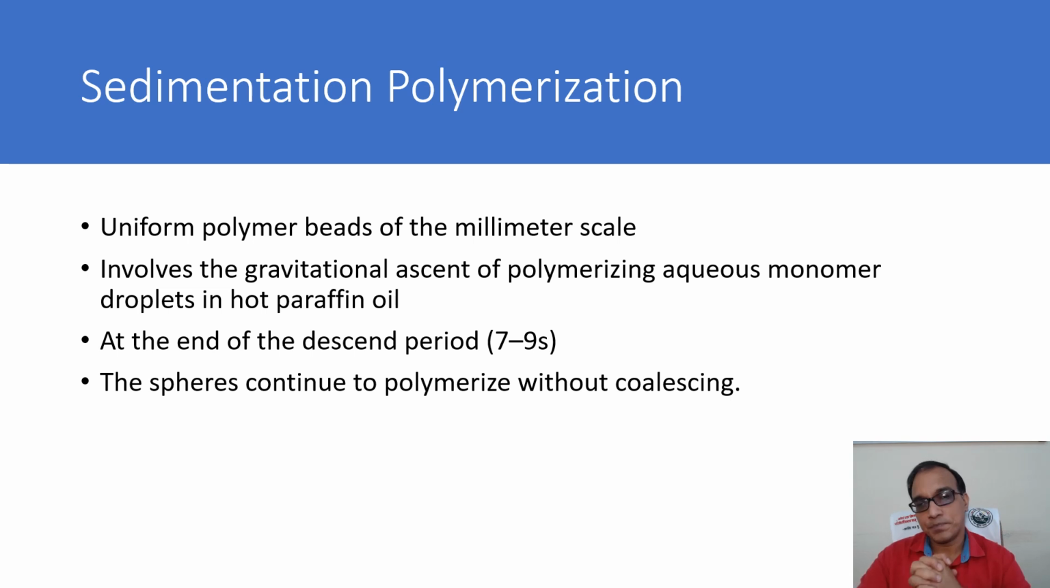Sedimentation polymerization. It provides uniform polymer beads of the millimeter scale, and as the name suggests, it involves the gravitational descent of polymerizing aqueous monomer droplets in hot paraffin oil. At the end of a descent period of 7 to 9 seconds, the microspheres continue to polymerize without coalescing. You might have prepared this; you might have gone through that. Albumin microspheres are prepared by sedimentation polymerization.